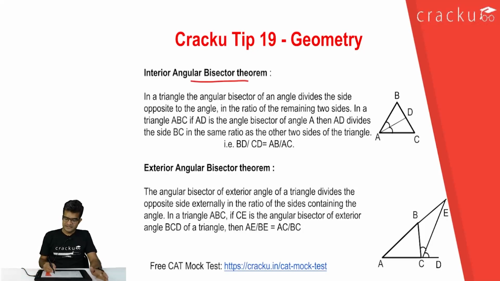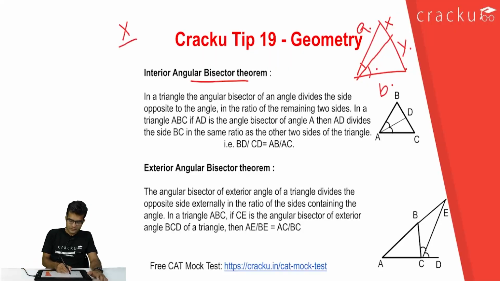Interior angle bisector theorem says that if you have a triangle and an angle bisector, it is going to divide the opposite side in the ratio of the remaining 2 sides. That is, if this is the angle bisector, if this is X and this is Y, and if this is A and this is B, then X divided by Y, that is the ratio in which the internal angle bisector is dividing the opposite side, is equal to A divided by B.